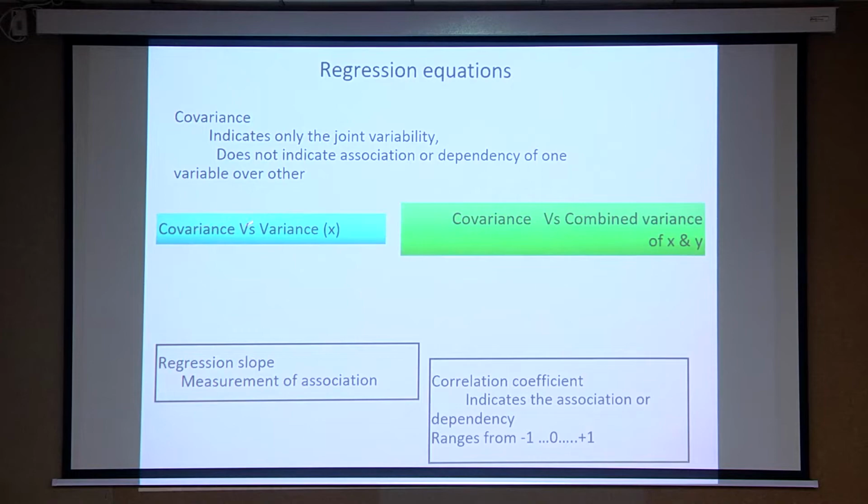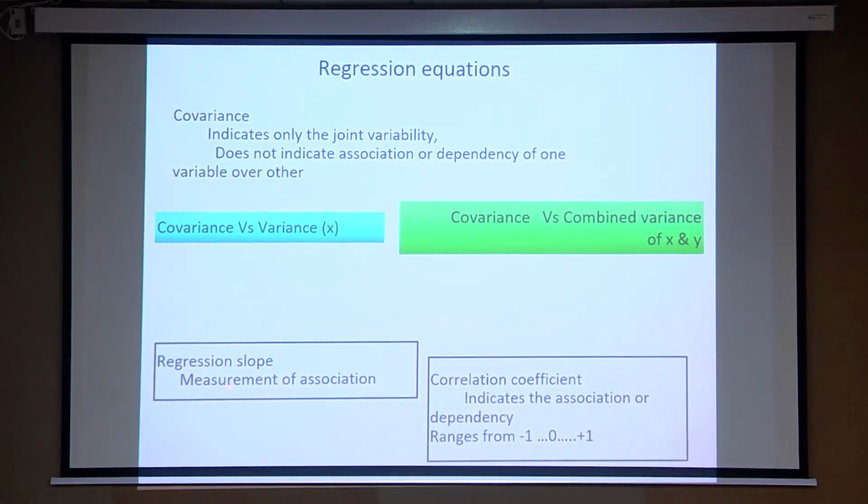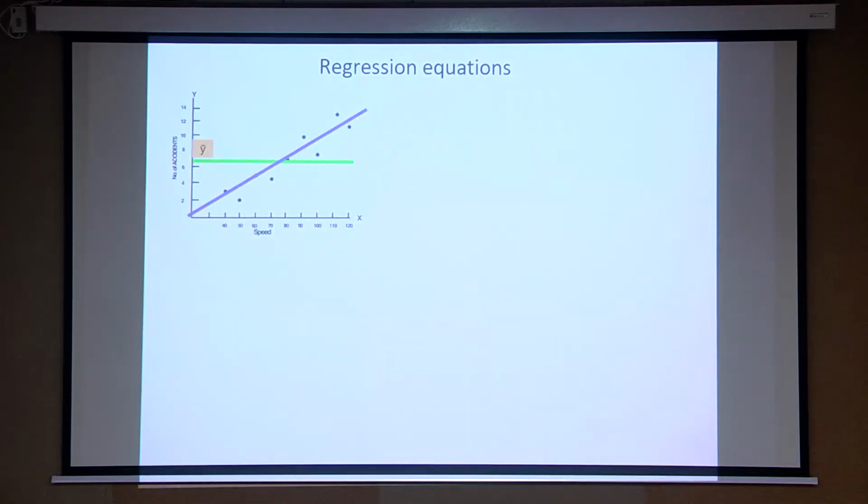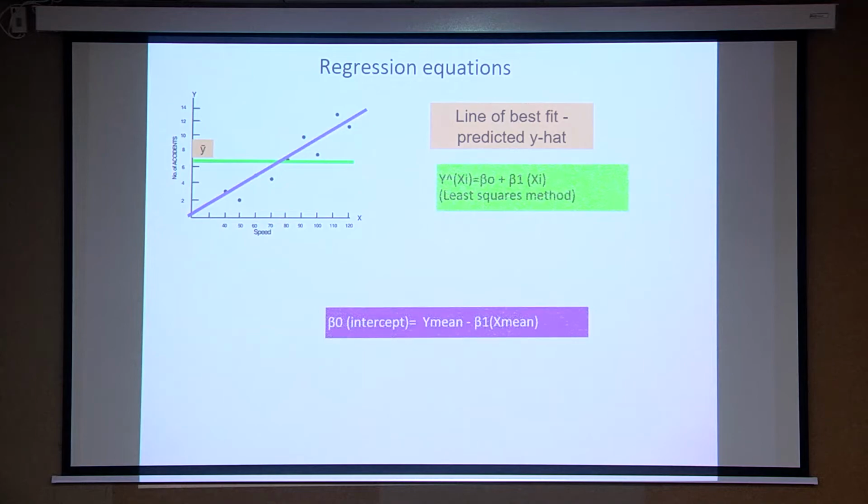And if you scale down the covariance with only the X variance, you get the regression slope. That is the beta 1. This is the measurement of association. This says whether there is strength of association, and this quantifies the association. So this is how we arrive at the line of best fit.